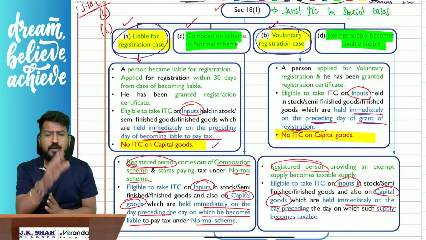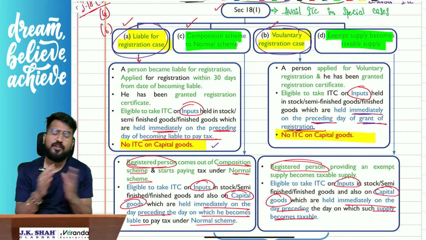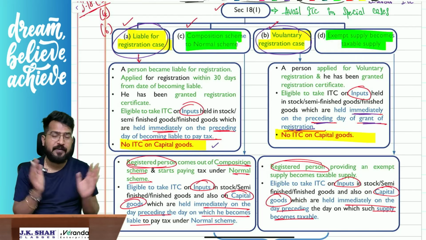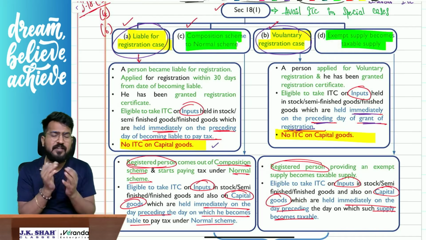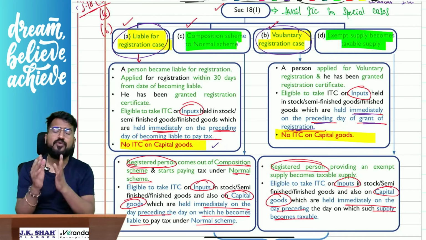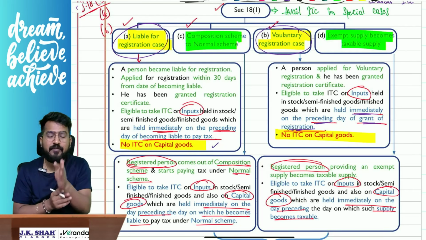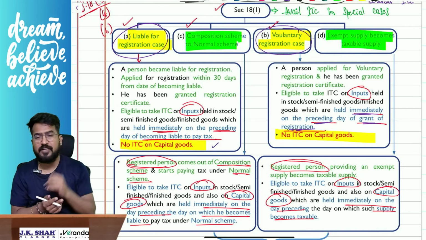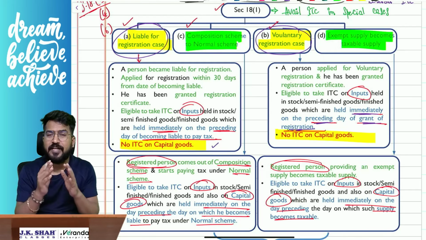So on that date, whatever inputs are there with you, maybe in stock or work in progress or finished goods, on that we will give you ITC. That is clause A and B. So A and B, one set over. Coming to clause C and D. Clause C and D, sir, so long as you are under the composition scheme, now you are coming under the normal scheme. You are coming out of the composition scheme. The date when you become ineligible for the composition scheme, the immediately preceding day, whatever inputs are lying in stock, work in progress, finished goods, on that you can take ITC, and also you can take ITC on capital goods.